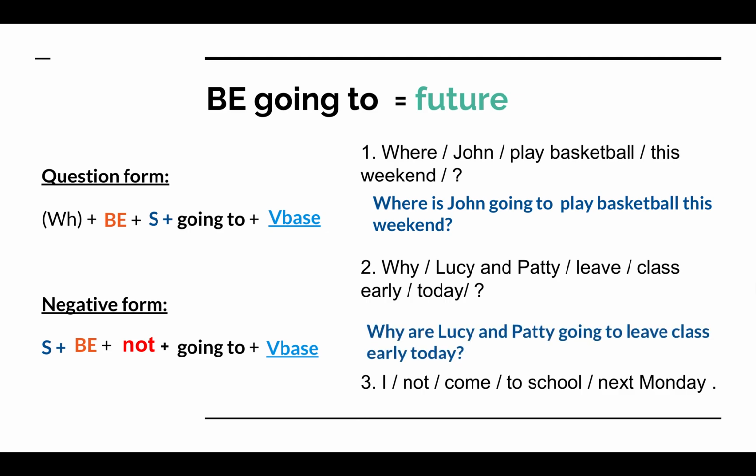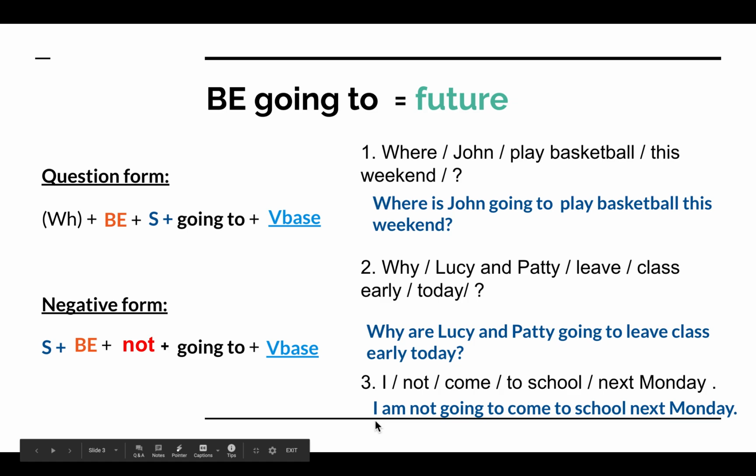Number two, why are Lucy and Patty going to leave class early today, right? Here we don't use is, but we use are. Do you know why? Because our subject is plural, Lucy and Patty. In other words, they. And finally, number three, I am not going to come to school next Monday. This is a negative sentence. Notice here the subject is first, then our form of be, followed by not and going to.